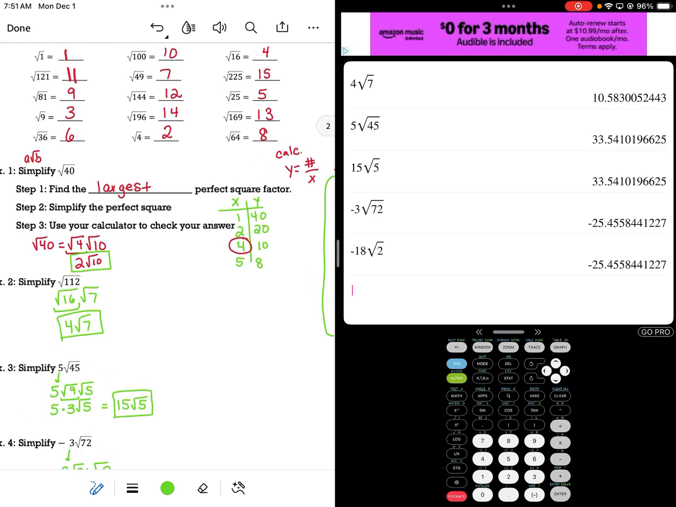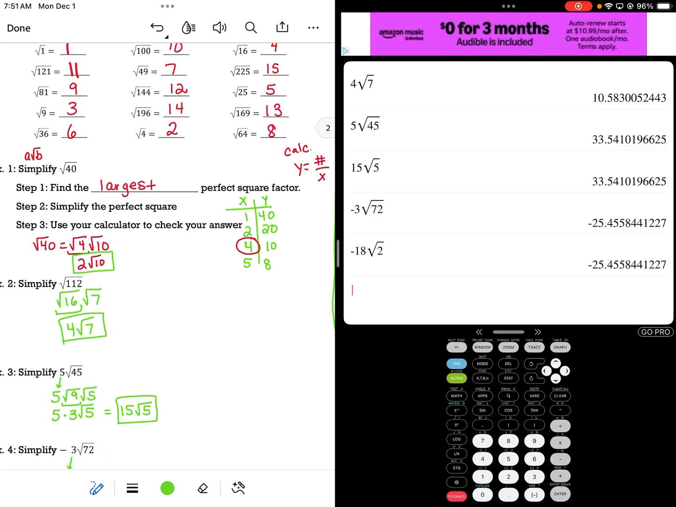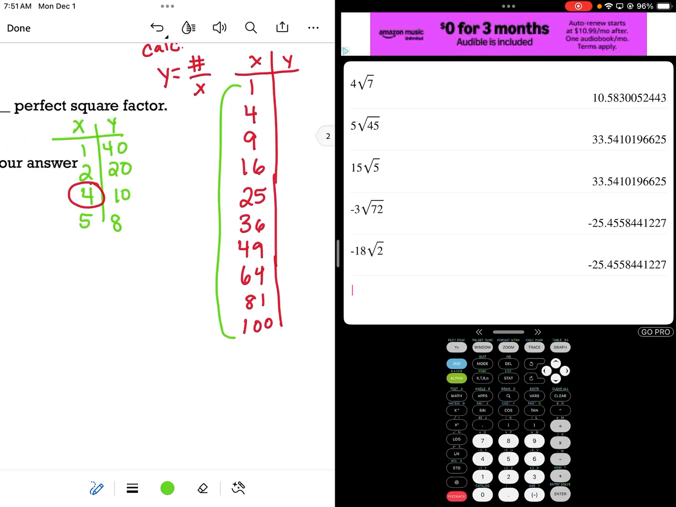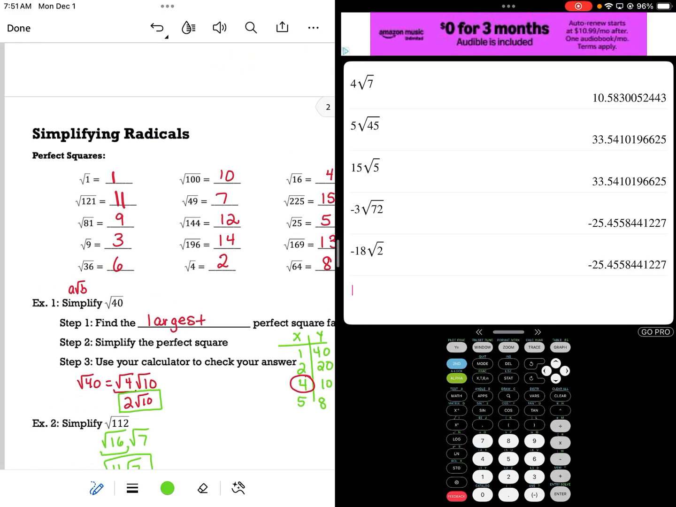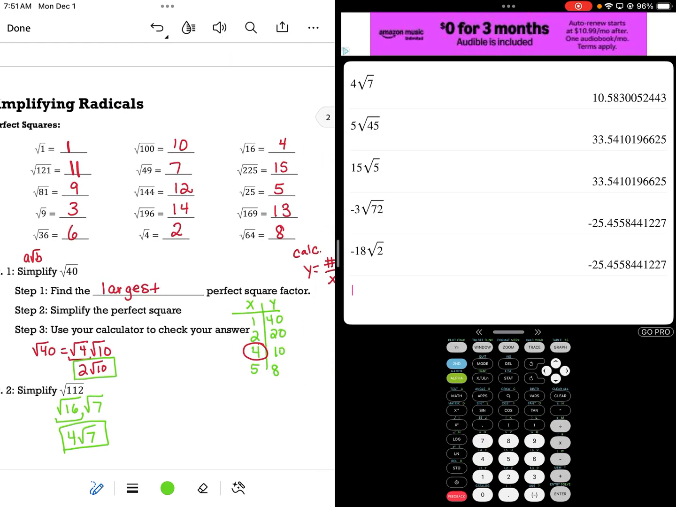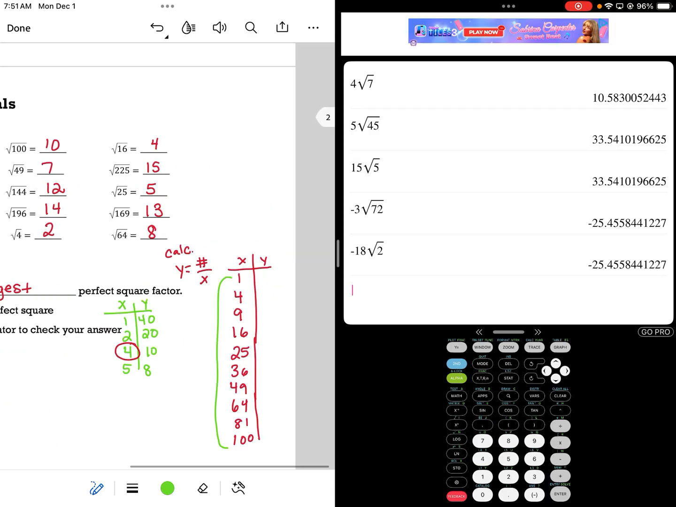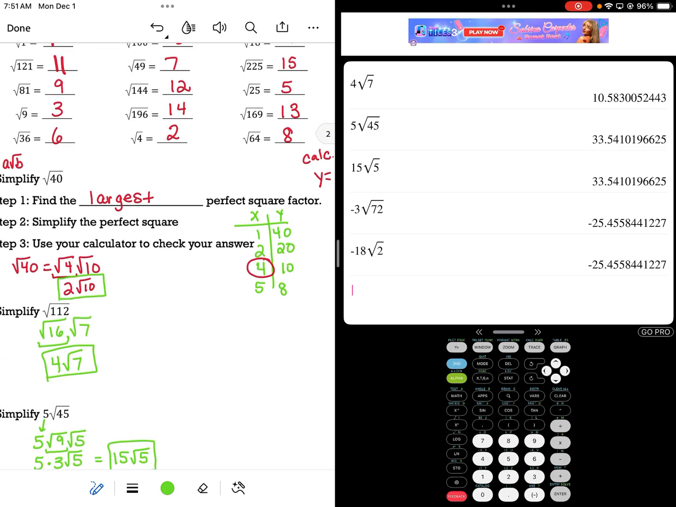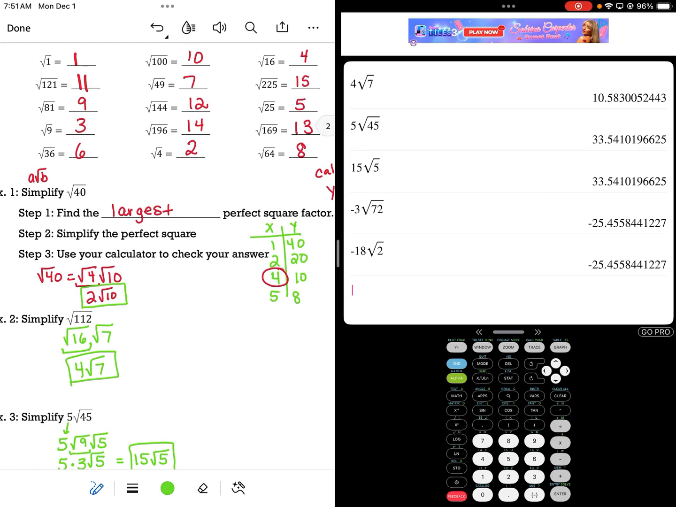Okay, so here are the steps again. Step 1, find the largest perfect square factor. You go to y equals, put in the number divided by x. Simplify the perfect square. You're looking for one of these perfect squares. There's more, of course. Look up here. We have all of those other ones, but these are just the ones that I wrote out for you. You can add to that list. And then use your calculator to check your answer. So we did each one of those steps.